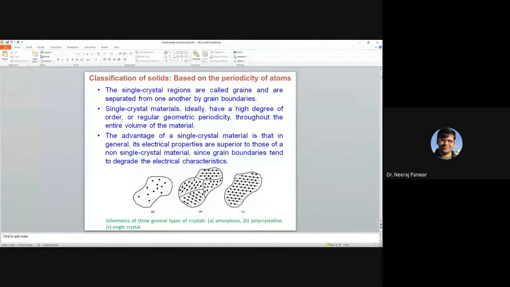The last figure shows the single crystal. You can see the whole sample or whole specimen of the solid. It contains the regular arrangement of atoms, and all the atoms are oriented in a particular direction. So when we have such very big regions, then the crystal itself is known as single crystal. Single means one and crystal. We have only one crystal.